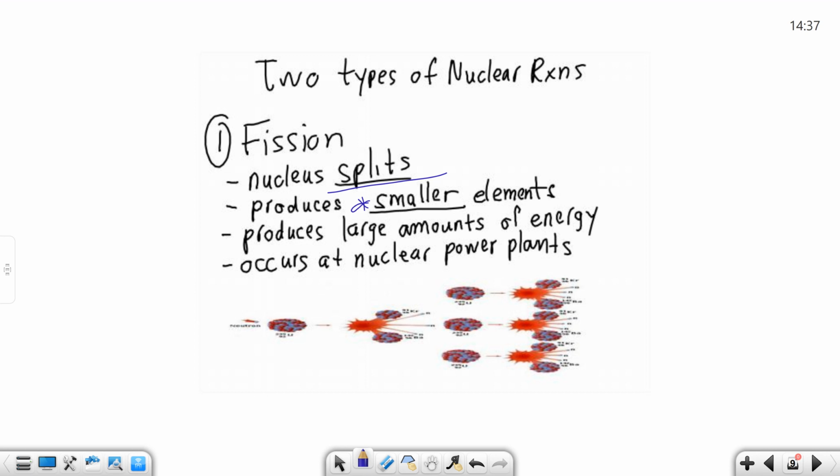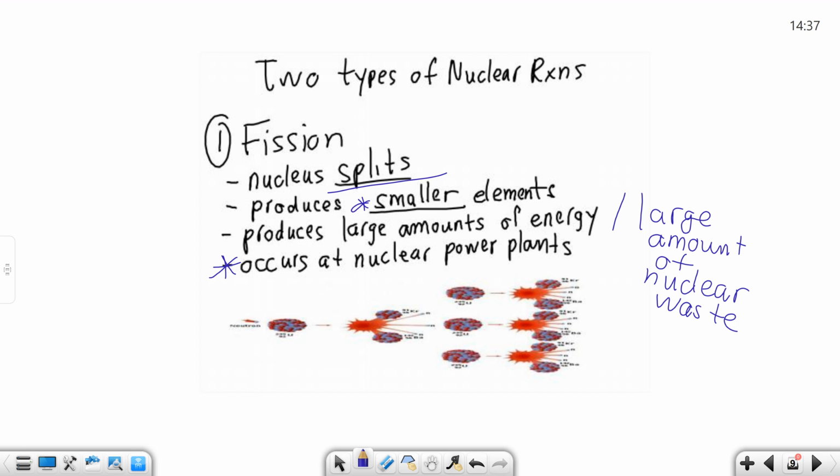Fission does produce large amounts of energy, but it also produces large amounts of nuclear waste. There are elements that basically continue to be radioactive, but don't really do anything. They're not useful to us because they're essentially too dangerous. This is the process that occurs at nuclear power plants. So again, we're already getting at the pros and cons of nuclear energy. We can get a lot of energy out of it, but the downside is we do have that radioactive waste afterwards that could be very dangerous.